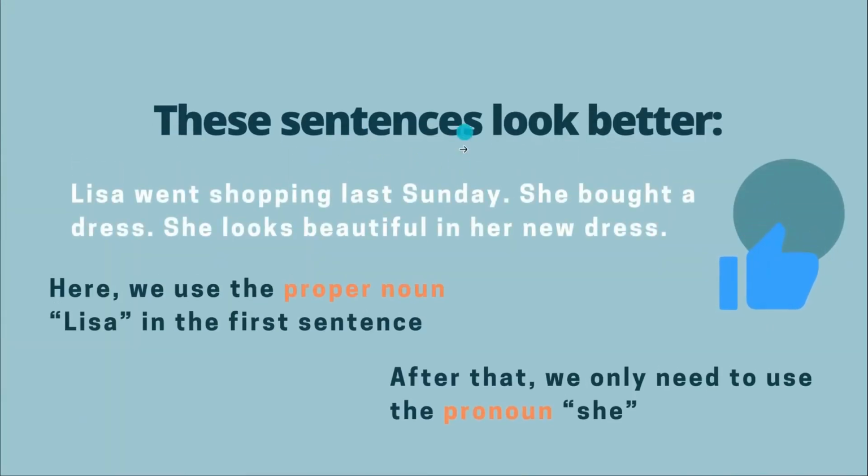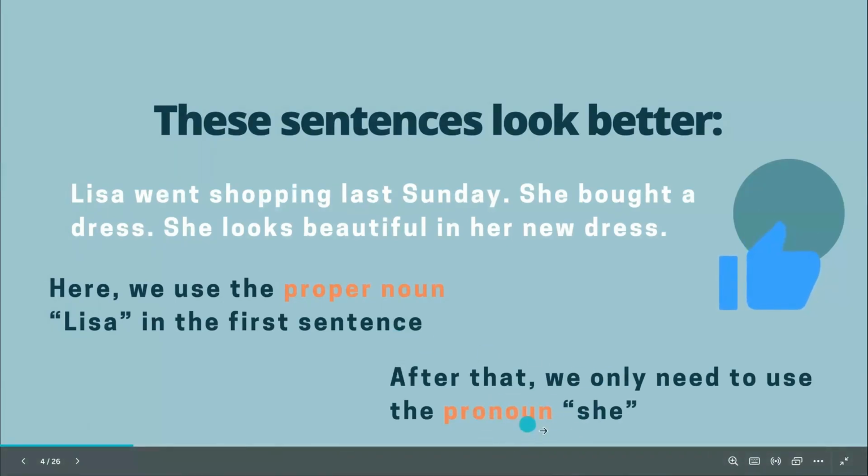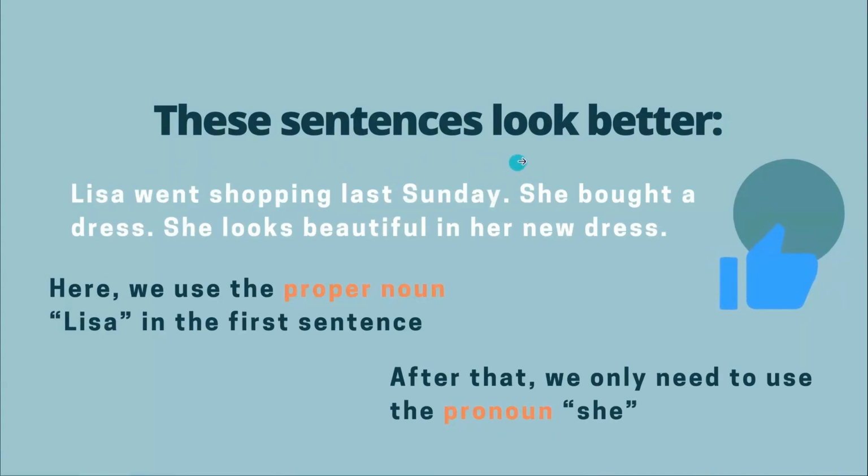So we can fix it by making them into these sentences. They look a little bit better. You can say: Lisa went shopping last Sunday. Saying Lisa at the beginning is necessary so we know who we're talking about. But now we already know who we're talking about, so we can say: She bought a dress. She looks beautiful in her new dress. And now we're using the pronoun she, and she. So we have the proper noun, Lisa, in the first sentence, and after that, we use the pronoun she. Since we're referring to the subject, this is what we know as a subject pronoun.